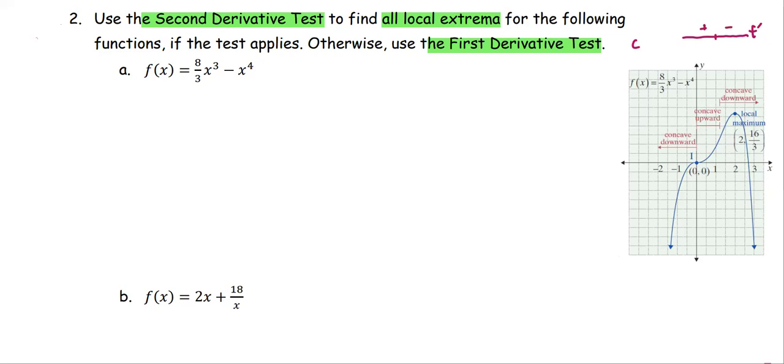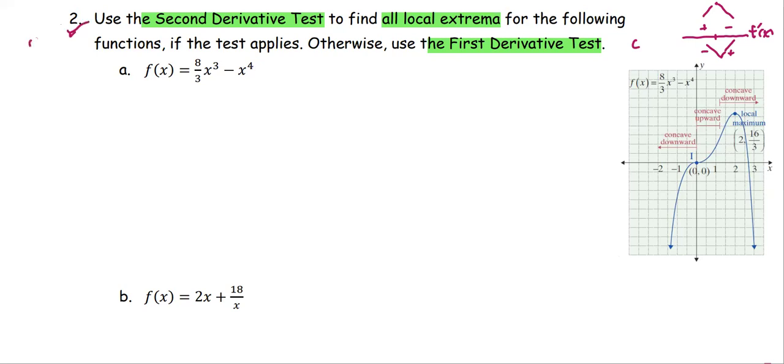If it changed from positive to negative, that means the graph is increasing on one side and decreasing on the other side. We have the local maximum. If the sign changes from negative to positive, the graph is decreasing and then changes to increasing. That point is going to give you the local minimum value. For the second derivative test, we have to do two layers.